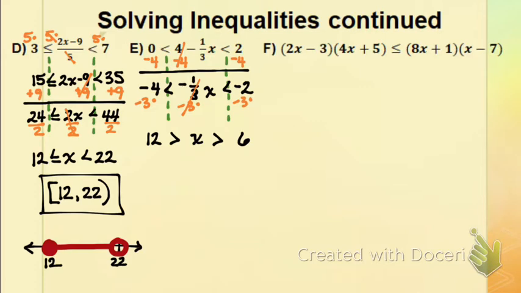If I was asked to write my final answer as an inequality, I would not want to write it like this, because even though I flip my signs, when we write a final answer in inequality notation, you always want the smallest thing on the left and the largest piece on the right. Yes, 6 is less than x is less than 12 would be my inequality solution.